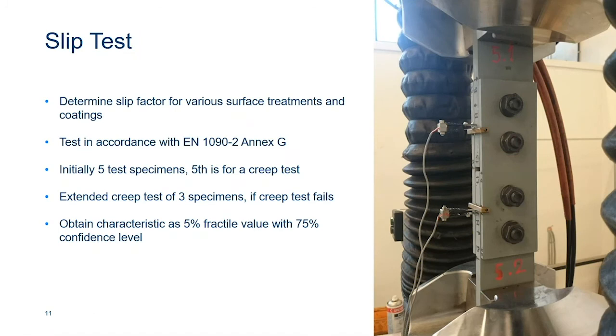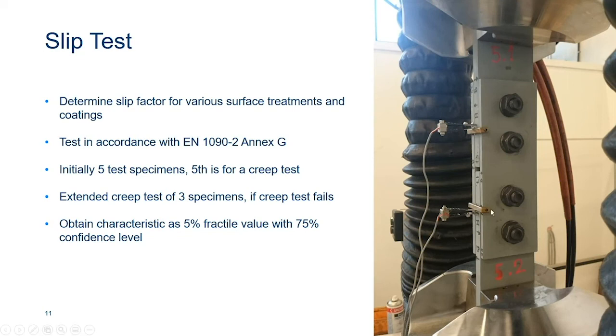Another test that I have been involved in is a slip test to determine the slip factor for various surface treatments in bolted connections. What is important here is you need to control the bolt load quite carefully. We have done that with strain gauges in the bolts to make sure that we have the correct preload before the test commences. Then during the test, you measure the slip of these two slip planes. You have the one on the top and one on the bottom.